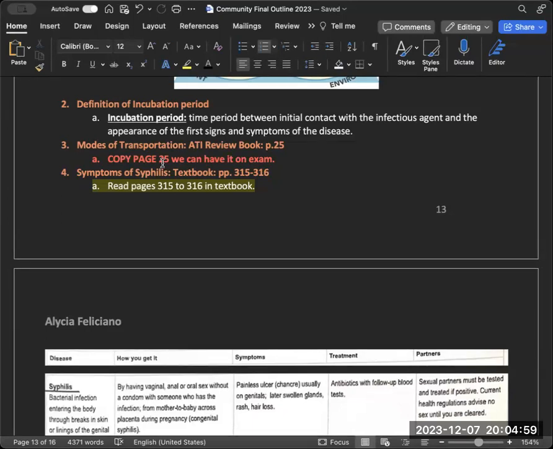The next thing she wants us to know, that's not in any of the pages we have available, is a definition of an incubation period. An incubation period is the time period between initial contact with the infectious agent and the appearance of the first signs and symptoms of the disease. So this is when you get into contact and before you have any sort of appearance of severe illness.